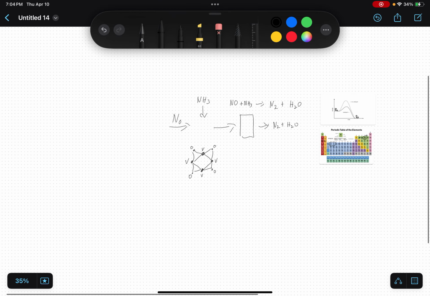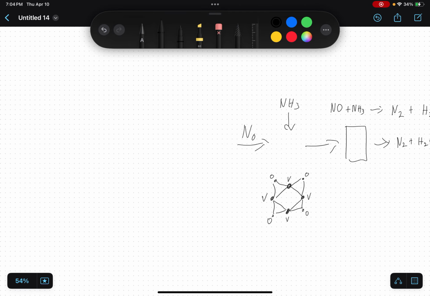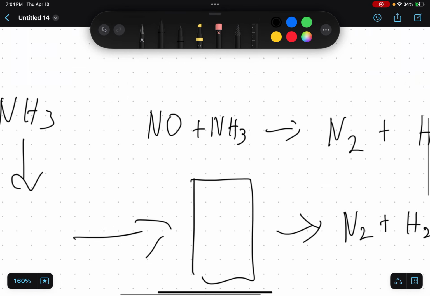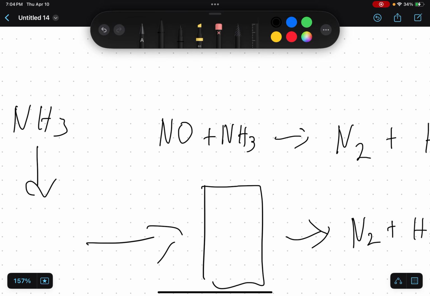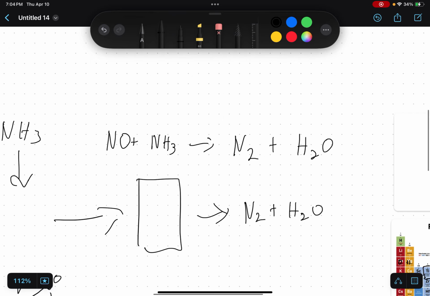So how does this work? Well, now let's draw the chemical equation. So I kind of drew it up here, so I will stick to it. Move this over a little bit. So you have NO plus NH3, N2, H2O. Do I have enough things?